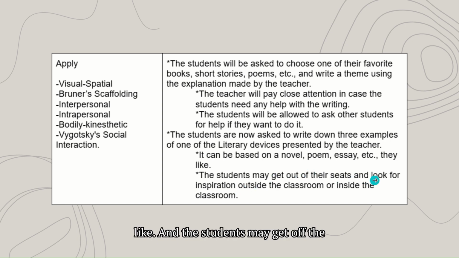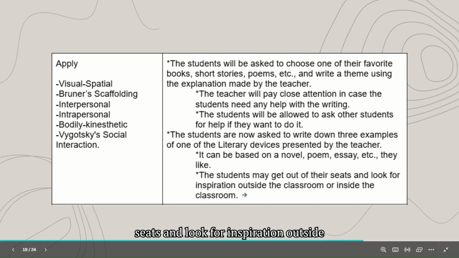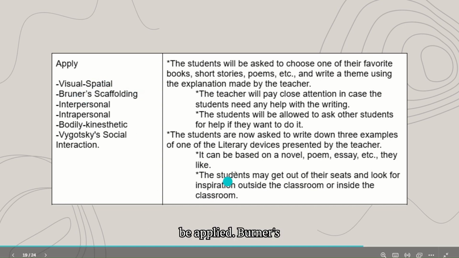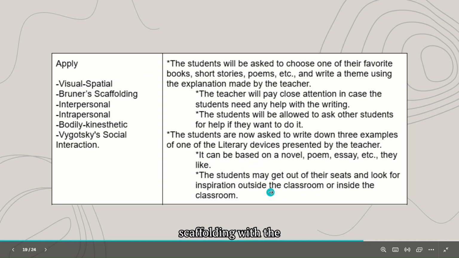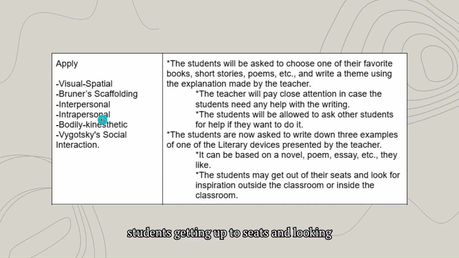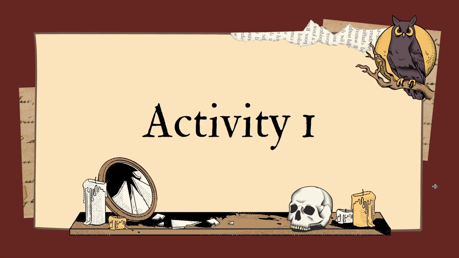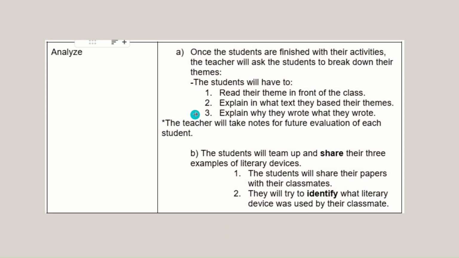that they like. And the students may get off the seats and look for inspiration outside the classroom or inside the classroom. So in this part, the visual spatial theory, intelligence will be applied. Bruner's scaffolding, with the students getting off the seats and looking around. Interpersonal intelligence, bodily kinesthetic, and also Vygotsky's social interaction when the students ask each other for help. So in this part of the class, obviously the activities will be done.